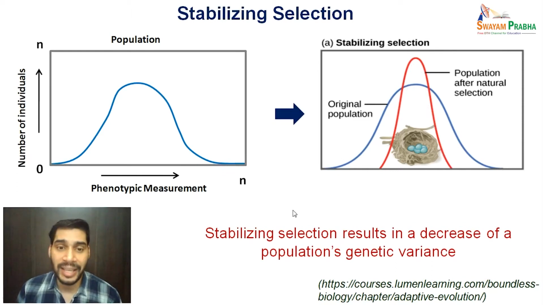So we can say that stabilizing selection results in a decrease of a population's genetic variation, because both the extremes are being eliminated and only the average phenotypes are being selected.